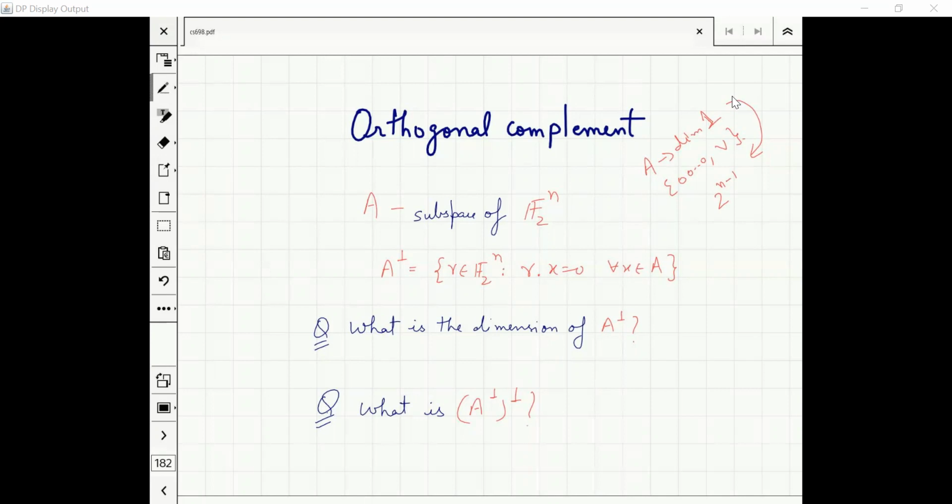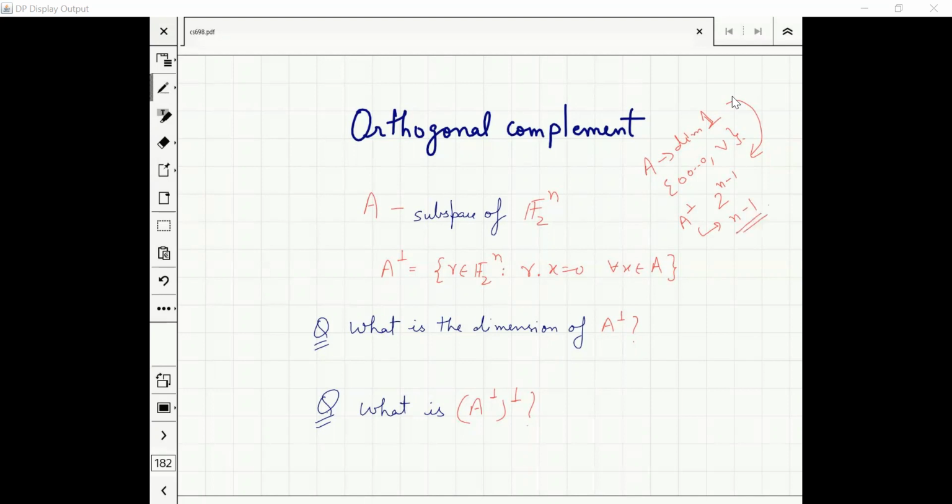So that means the number of elements in A perp is going to be 2 to the power n minus 1 elements. That means the dimension of it is going to be n minus 1. But what have we forgotten in this? We haven't shown that it is a subspace. But can I trust you on that?